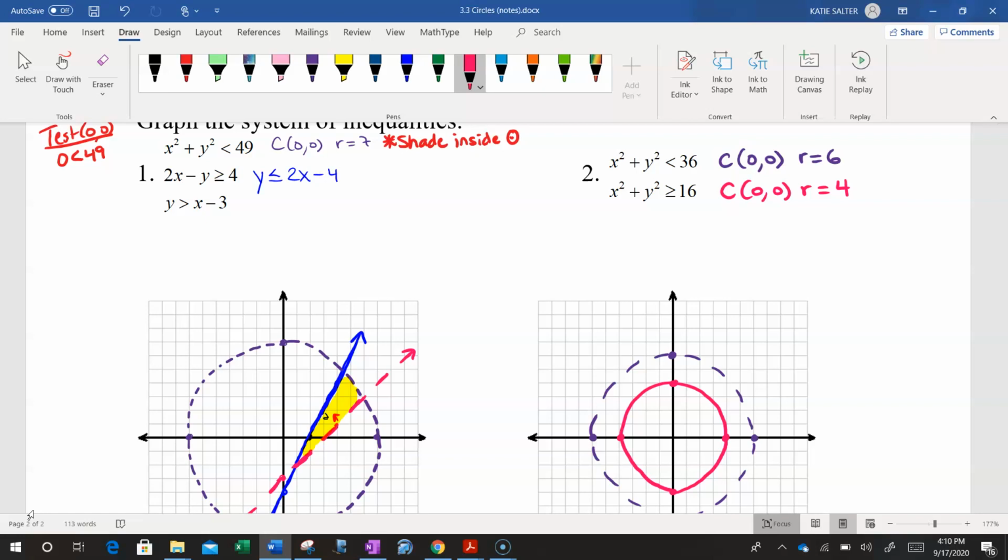And the first one, because it's a less than r squared, we shade inside. And the second one, because it's greater than r squared, we shade outside. So it's going to kind of look like a donut, and you're going to shade in between. And that is the conclusion of this lesson. We will work on the practice together in class.